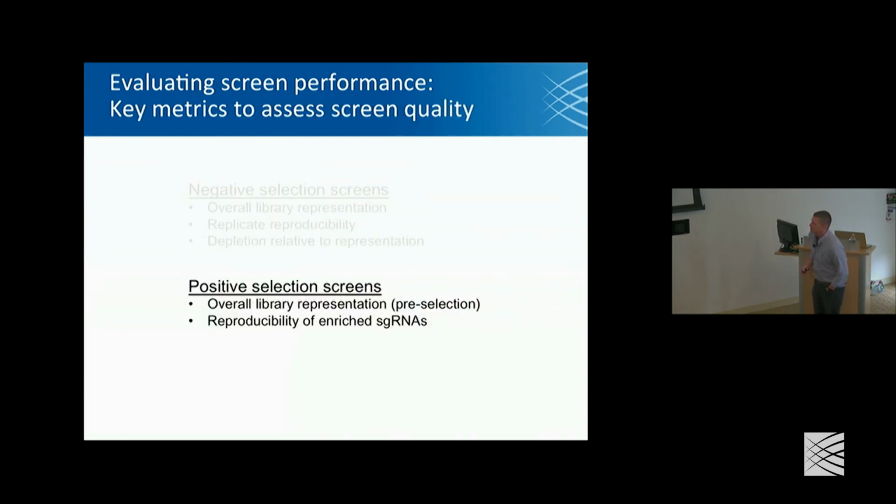So these behave a little bit differently. We still care about overall library representation, but we care about this specifically prior to selection or an early time point. And we also care about reproducibility, but it's a little bit different metric for reproducibility, a little more qualitative. I'm looking for the enrichment of guide RNAs.